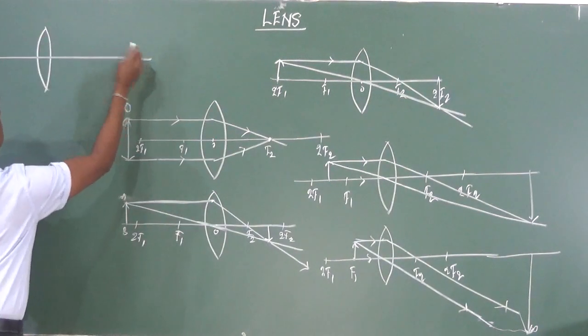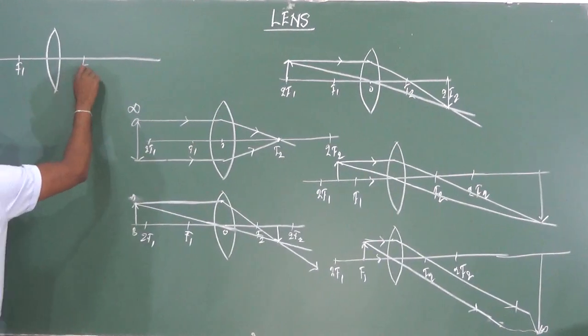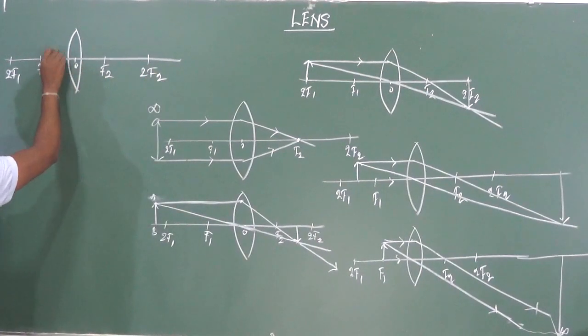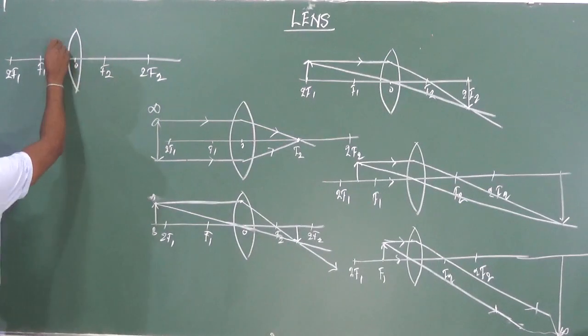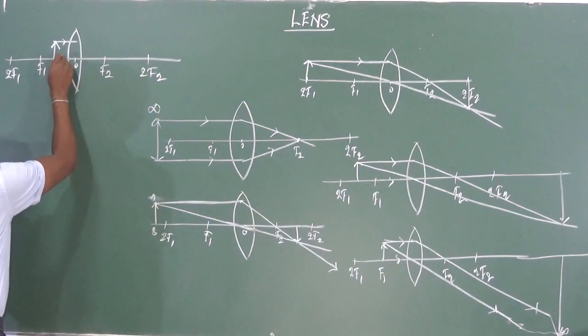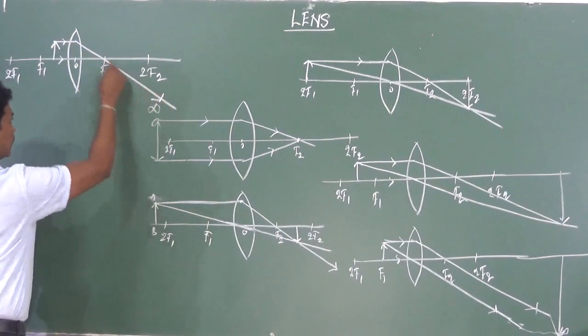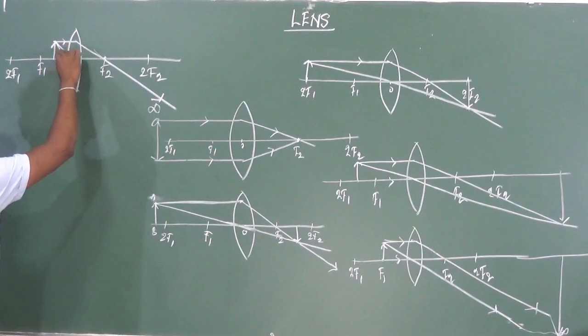So this is a convex lens. This is F1, this is 2F1, this is F2, this is 2F2. Right? This is the optic center. The object was kept in between the optic center and F1. Now the light ray was made to travel parallel to the principal axis. After refraction, the light ray is going to travel through the principal focus on the principal axis. Another light ray was made to pass through the optic center.